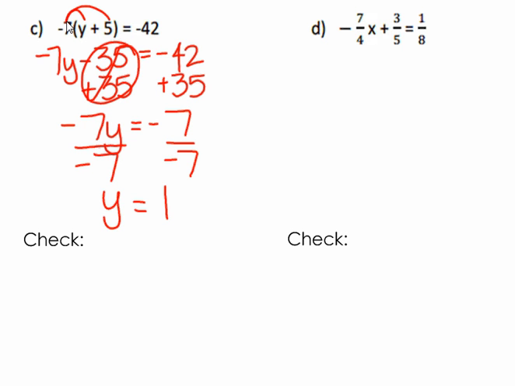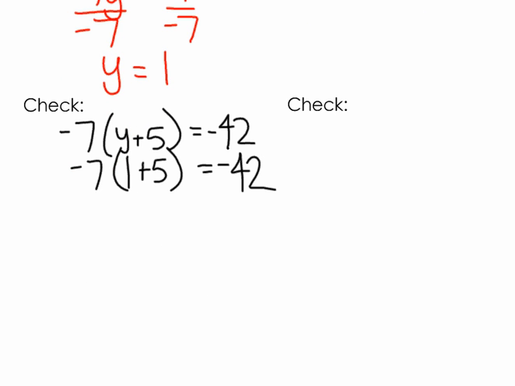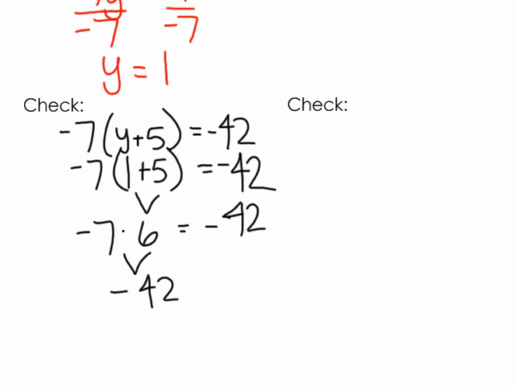Okay, for the check it step, plug in 1 in place of y. And this time, we don't really need to distribute. We can just follow order of operations. 1 plus 5 is 6. And negative 7 multiplied by 6 is negative 42. Okay, so 1 would be the correct value.